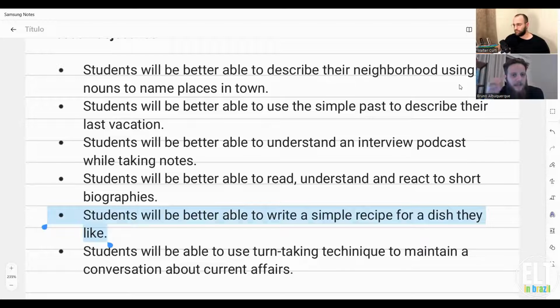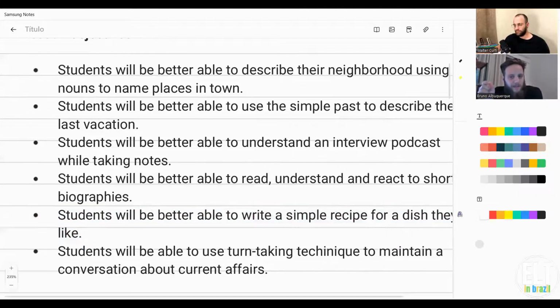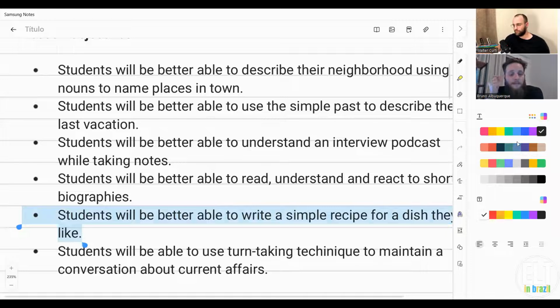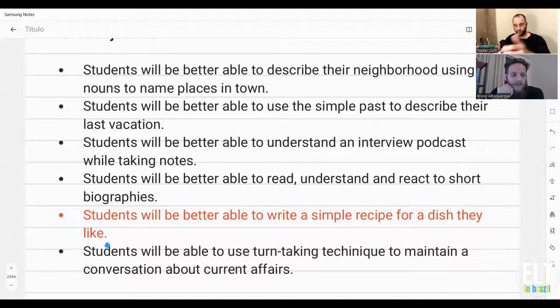So this is a writing class. It's focused on a specific genre. It's a recipe, right? You could include who the reader of this recipe is, so maybe students can publish it for a food blog. Yeah, for a blog, something like that.